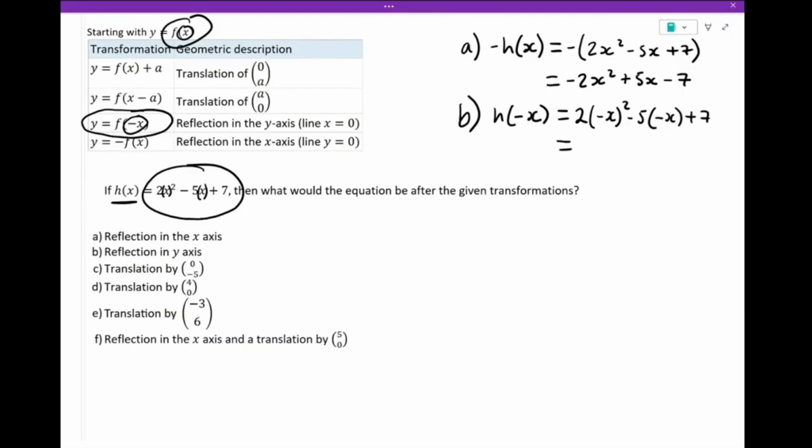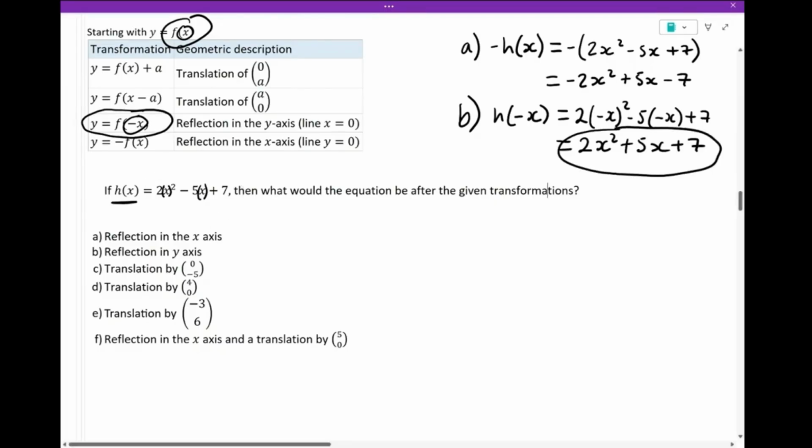Now let's go through and simplify to get our final answer. Well, if you do negative x squared, that's negative x times negative x, which is positive x squared. So I'd get 2x squared. And then we got negative 5 times negative x, well, that's going to be positive 5x. And then finally, we got positive 7. Okay, so if I was to sketch this graph and then the original function I was given, they would be a reflection in the y-axis of each other.